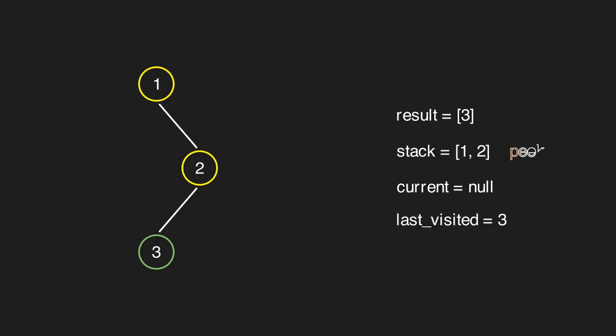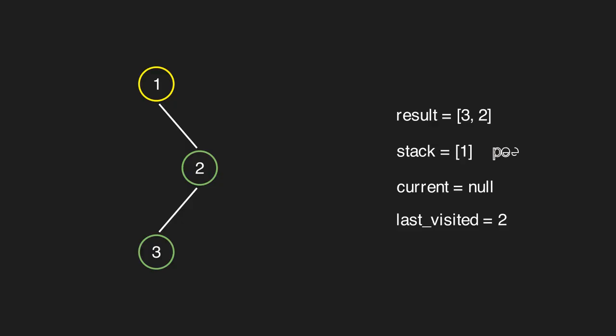Current remains null, so the new stack top is node 2. Node 2 has no right child. Consequently, both required portions of node 2's subtree are complete, its left subtree produced 3, and its right subtree is empty. The algorithm appends 2, changing result from 3 to 3, 2. It pops node 2, sets last visited to node 2, and leaves stack containing only node 1.